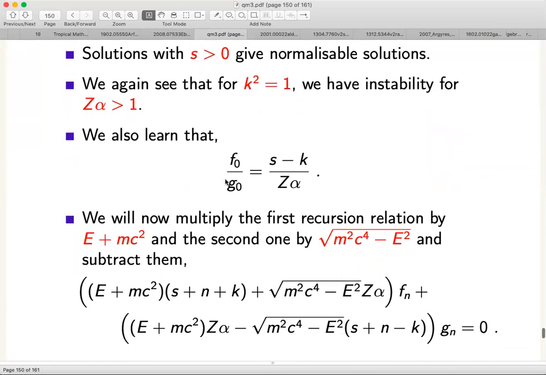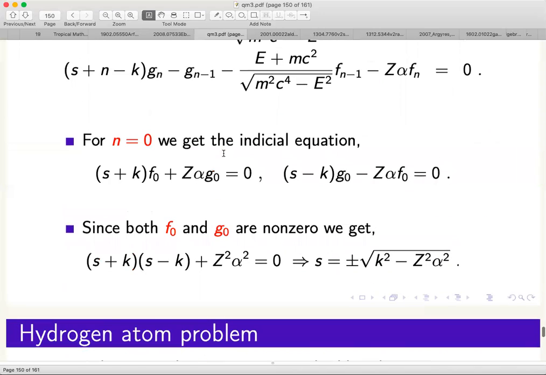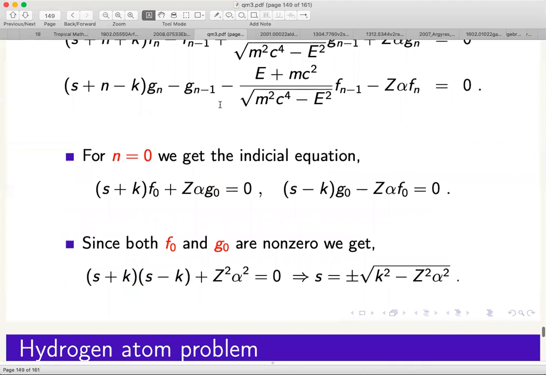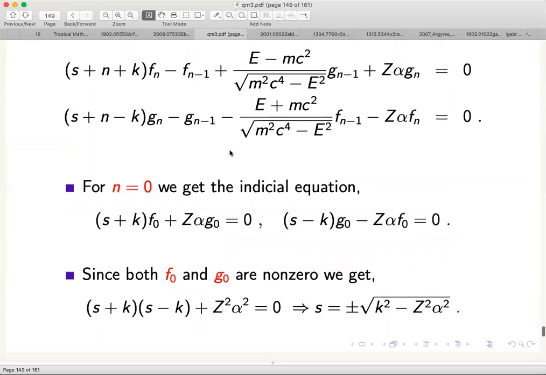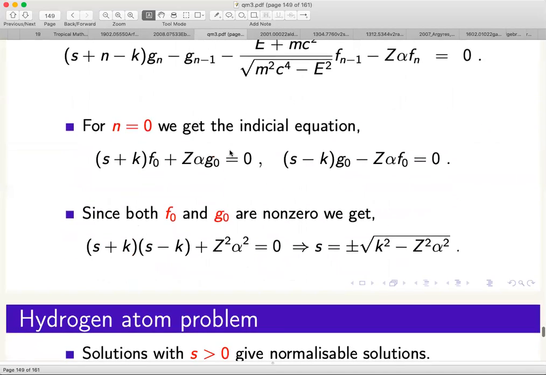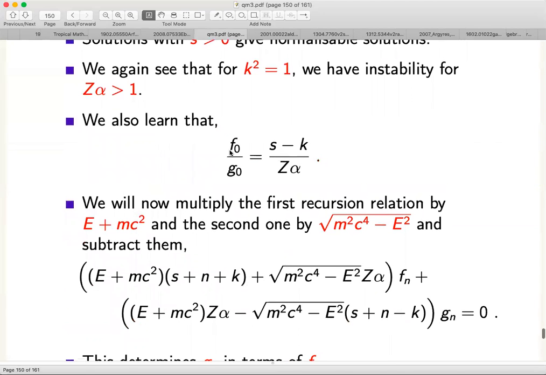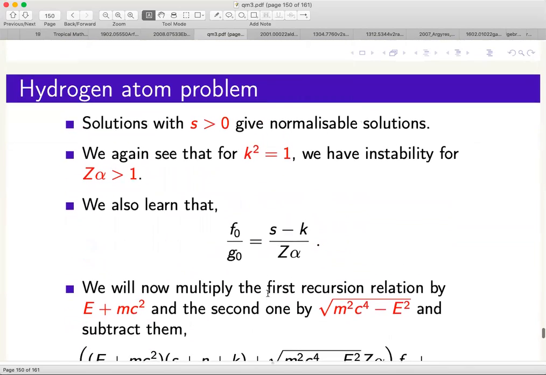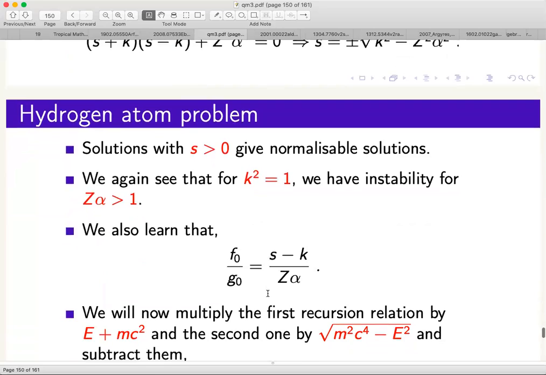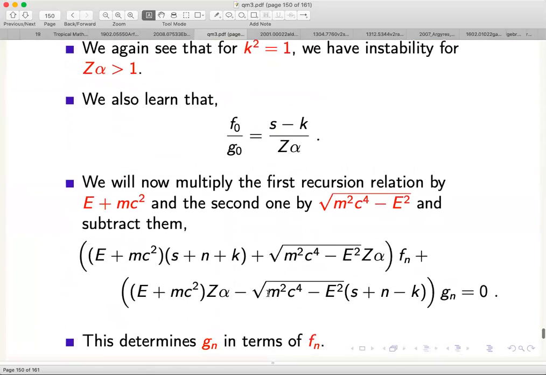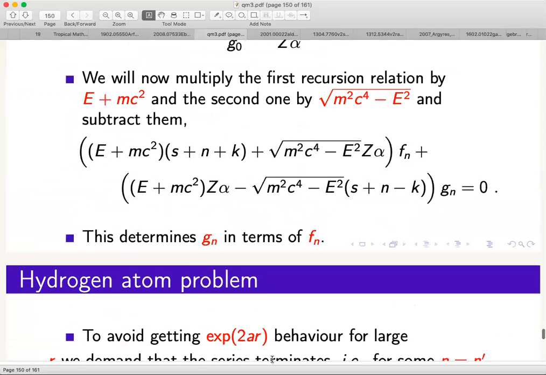Okay, so now if we go back to these equations, then what you could do is to... Hello, can you hear me? Yes, sir. Okay, because it again started saying unstable connection. Okay, so coming back to the recursion relation, you could multiply this first recursion relation by e plus mc squared. So just give me a moment.